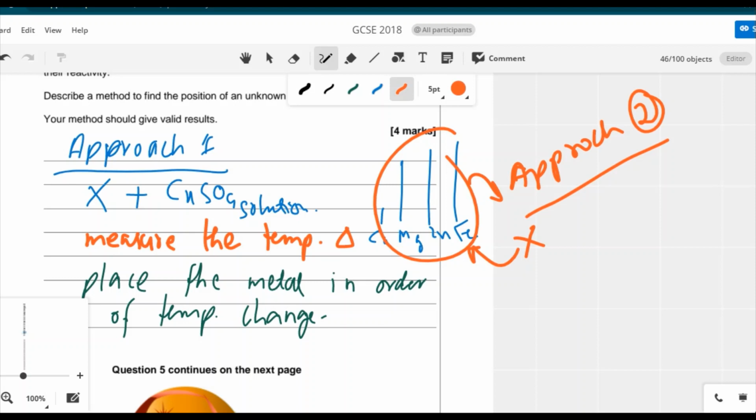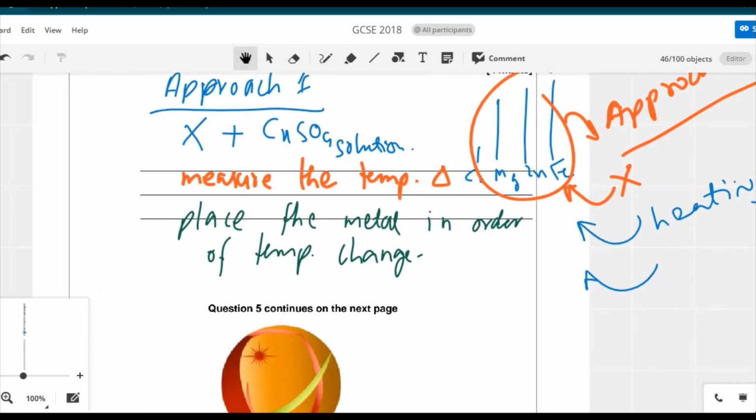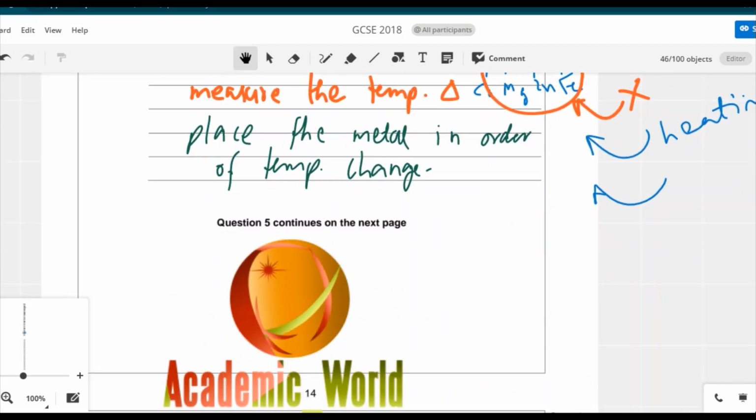Now heat the metal with oxides of the other metal. So it means the second step is heating, and then measure the temperature change only if a salt solution is used, or observe whether any chemical change occurs or not. So it means place the metals in order of the temperature change, or compare whether there is a reaction to place in correct order. So we can write approach 1 or approach 2. I think approach 1 is more suitable.